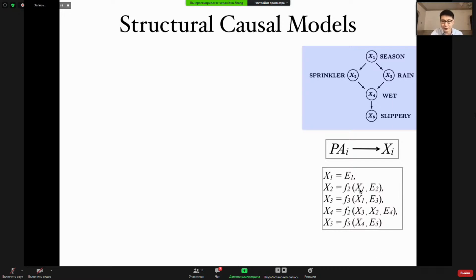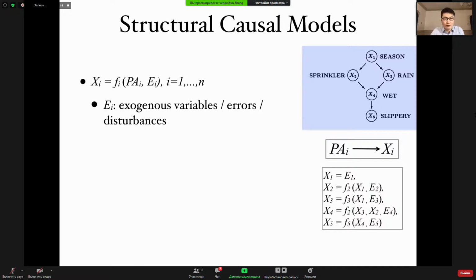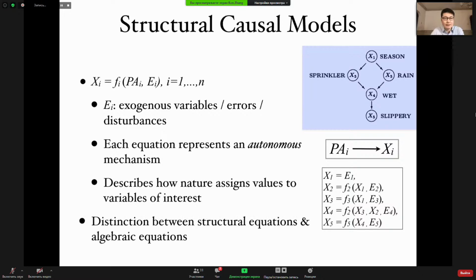So we use the value of x1 to determine x2, although it's probabilistic, right? We have noise right here. This is called the structural equation model. We say each equation represents an autonomous mechanism because we can change one of them without changing any other, also known as modularity. Basically, we have two ways to represent the causal relations. In the next part, you'll see how we can learn causal relations from observational data.